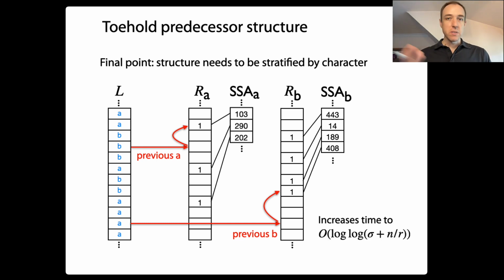Luckily, we can do this with the exact same structure that I mentioned on the previous slide. It brings in another little factor of sigma. It sort of goes in the middle there. So it's an O(log(sigma + n/r)) time query if we do stratify this data structure by the alphabet. Still, that's a minor price to pay, and the actual space usage hasn't changed. It's still big O of r.